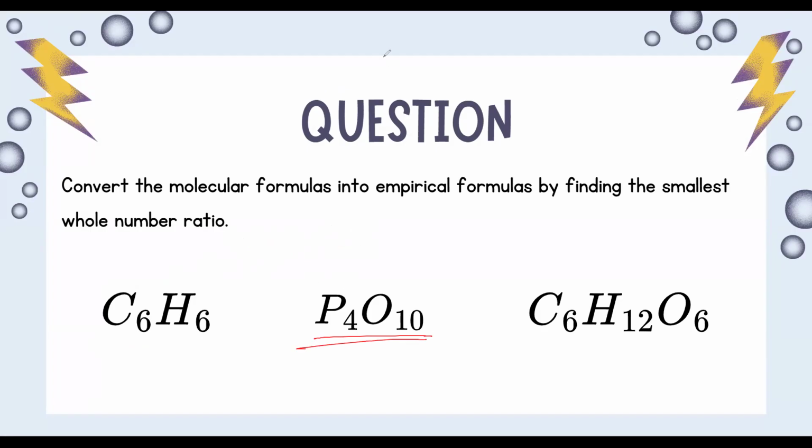Nifemi, are you there? Okay, if Nifemi is not there, Bukumi, go ahead, do it. How about you, David? Do you want to attempt it? 2:5. Okay, so we have P4 and then O10. The ratio becomes 2:5. 2:5 put into the formula now becomes P2O5. Is that correct?